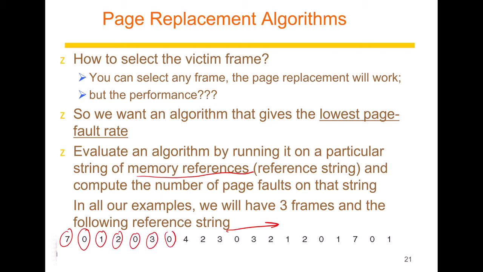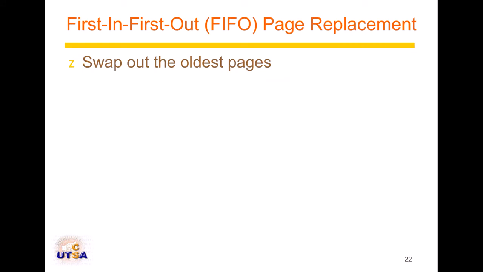But of course, in reality, we don't know the whole string, right? So we just simply get one page request, and then the next time 2 comes, we didn't have any idea. But right now, we are just showing the whole string so that we can judge different algorithms and compare how they perform under that given input data basically.